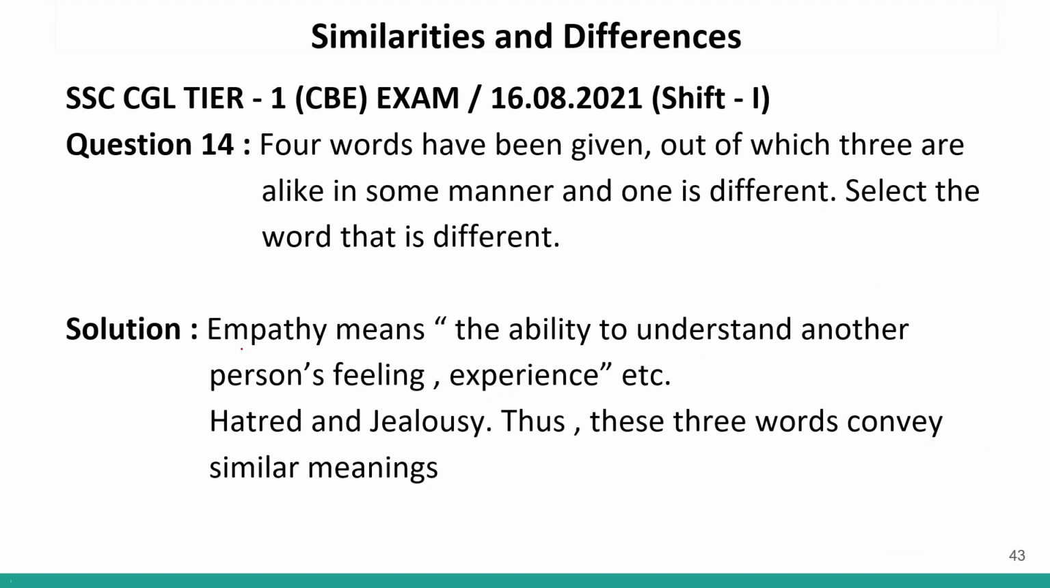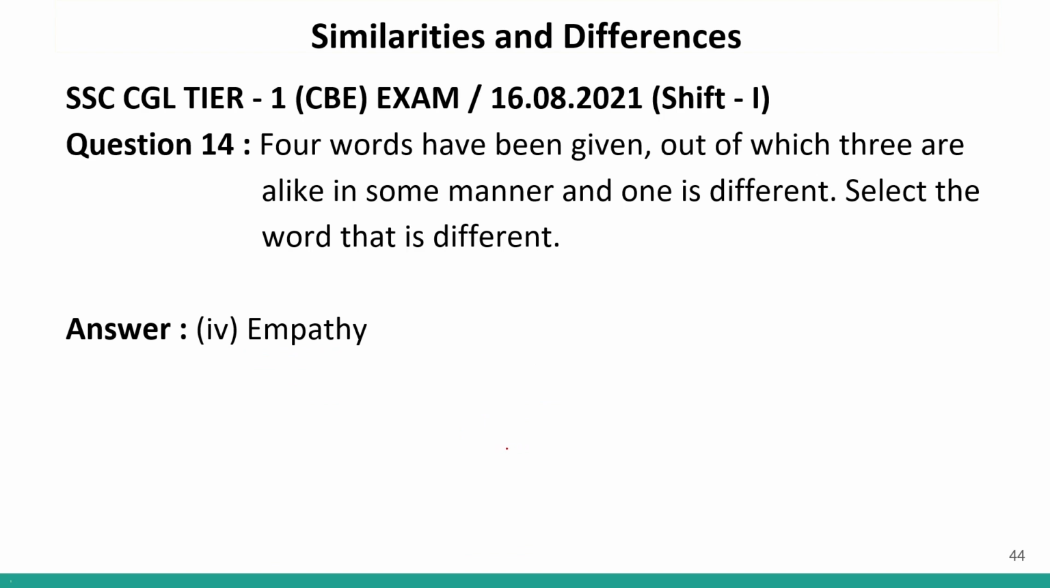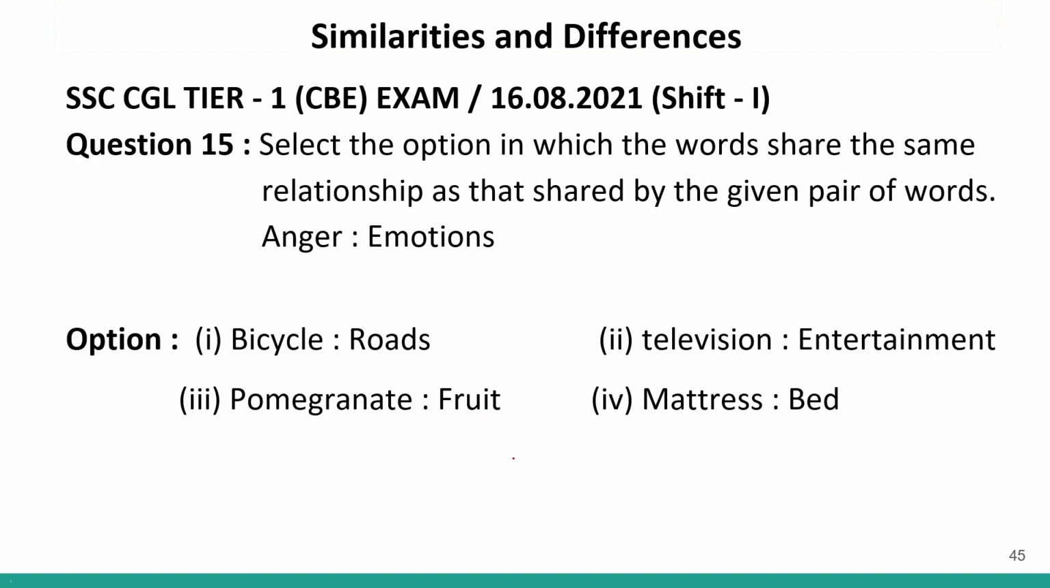So here you can see that empathy means the ability to understand another person's feeling or experience. But the other words, that is hatred, jealousy, and envy, right? These were different in meaning. So answer will be option number 4, empathy.